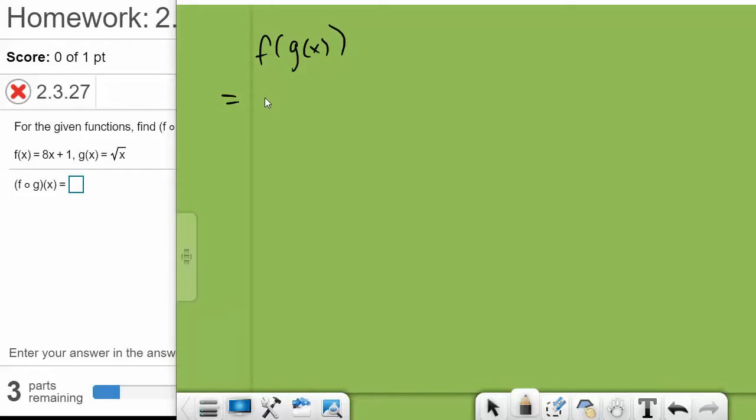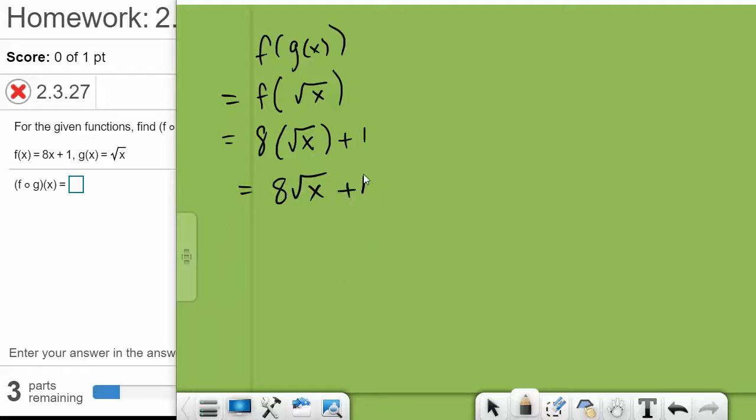And then g of x is, in this case, square root of x. So we're going to plug square root of x into the f function, which is 8x plus 1. We're going to plug the square root of x in for the x and simplify it. Well, that doesn't simplify. So we just get that.